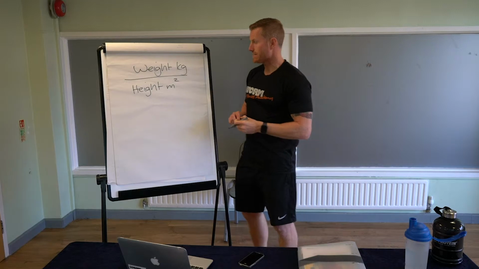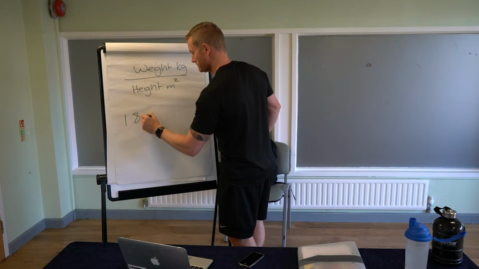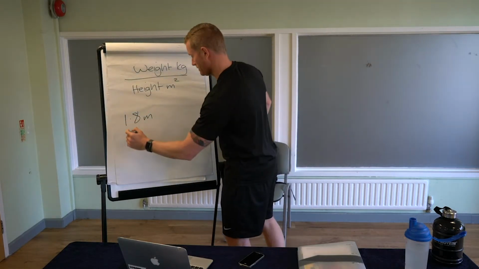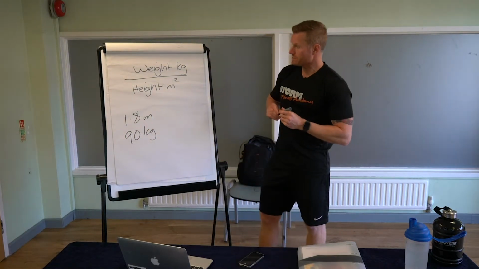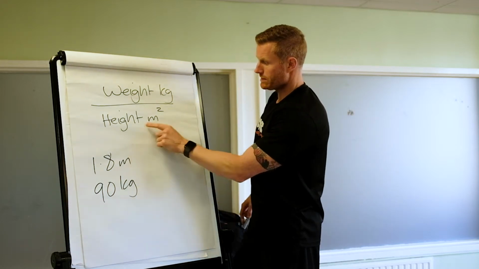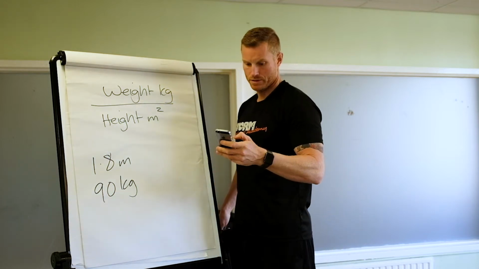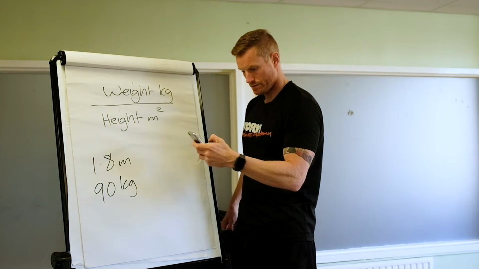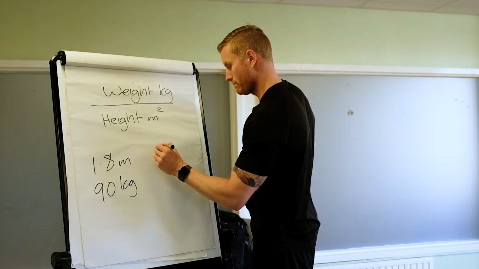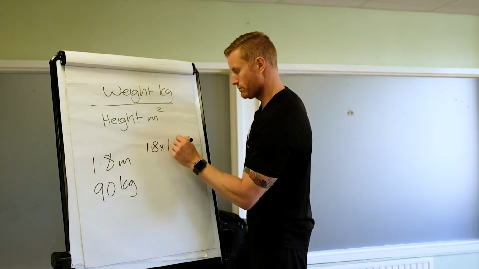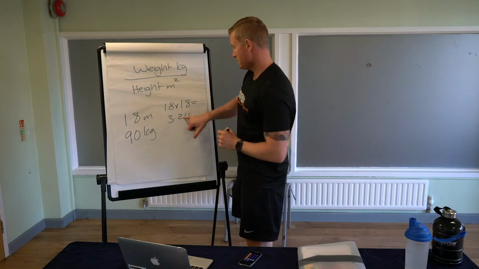So let's take a male who is 1.8 meters and weighs 90 kilos. So the first thing we need to do, what I would do, is to square the height. When we square something, we basically times it by itself. So grab your calculator and we do 1.8 times 1.8, which comes out as 3.24. So that is that bit.